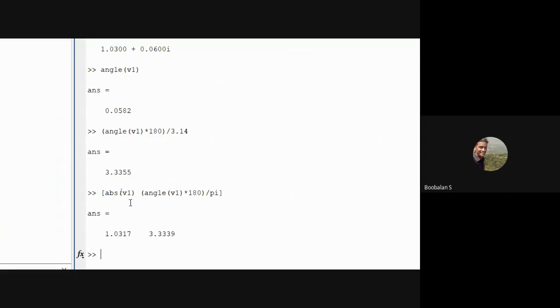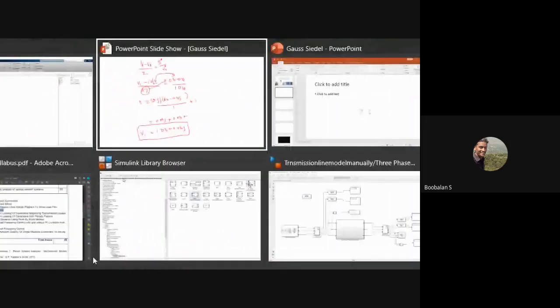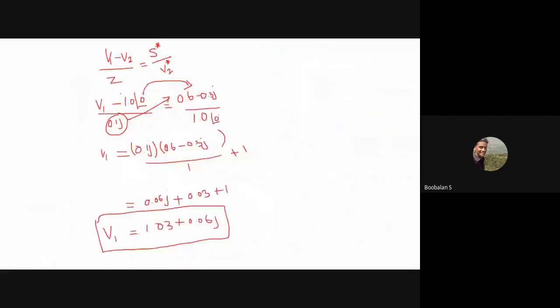It's a simple way to calculate both the angle as well as the magnitude for this problem. So these are small systems, and for a small network you can calculate it this way.